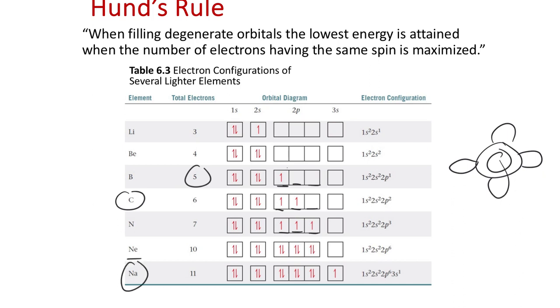Now sodium just then puts an electron into the next s subshell. So sodium goes into a 3s1 for its last electron. And then we can start to write condensed configurations. Like we can write sodium's configuration as that of neon followed by a 3s1.